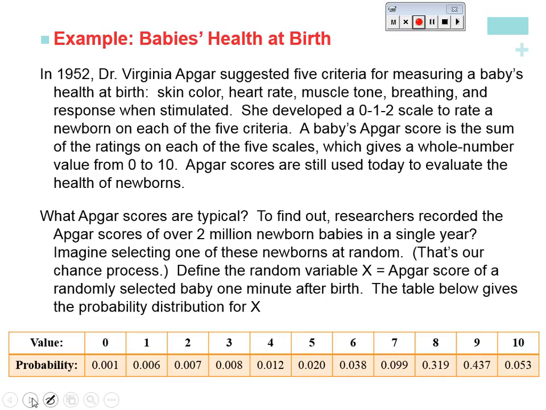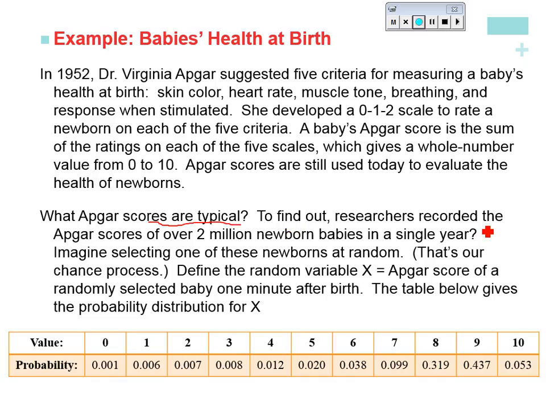So here's an example, and here's the probability model at the bottom. The question says, in 1952, Dr. Virginia Apgar suggested 5 criteria for measuring a baby's health at birth: skin color, heart rate, muscle tone, breathing, and response when stimulated. She developed a 0-1-2 scale to rate the newborn on each of the 5 criteria. A baby's Apgar score is the sum of the ratings on each of the 5 scales, which gives a whole number value from 0 to 10. Apgar scores are still used today to evaluate the health of newborns. What Apgar scores are typical?